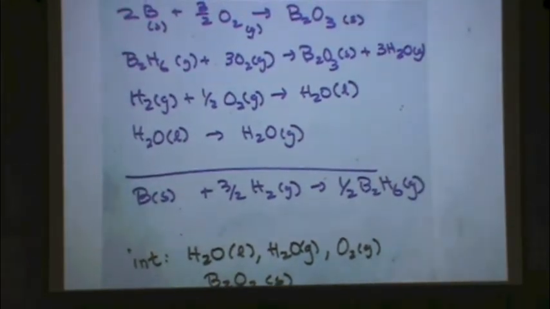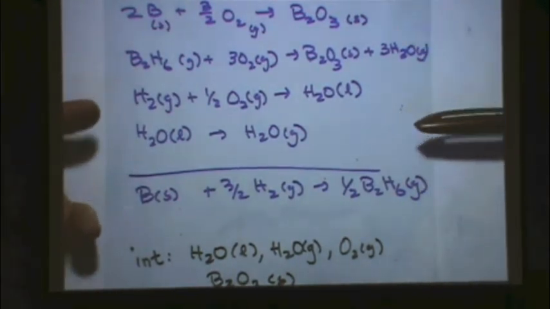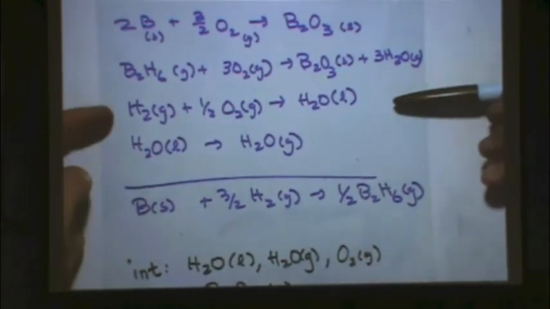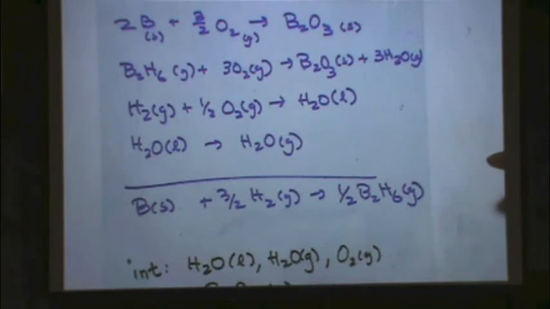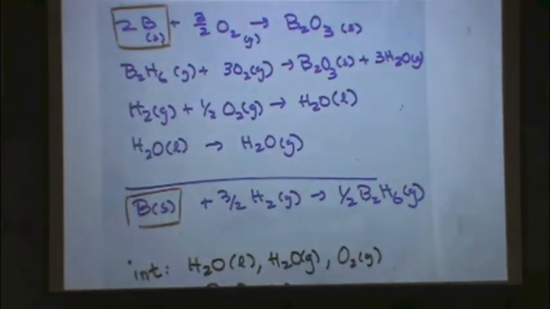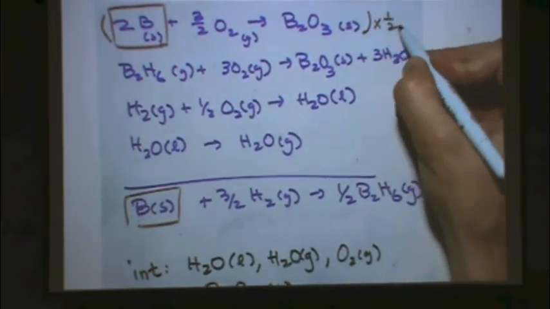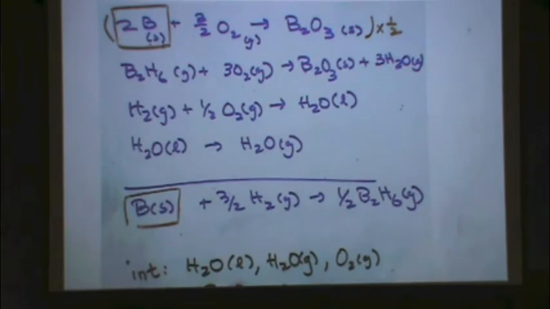Okay, so I have two steps in my strategy. Step one: look here and see if any of these appear up here only once. Do any of these molecules appear in the consecutive reactions only once? Boron, right? So let's make a brown box around that. Boron solid appears only once. That's good because what I want in my final answer is one boron in the reactant. Right now I have two. So I'm going to take this reaction right here and multiply by 1/2. That'll give me one boron in the reactants.